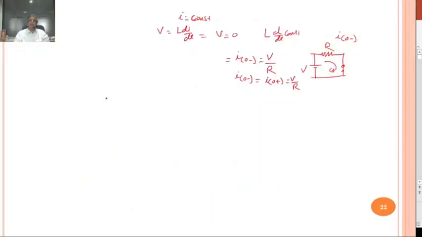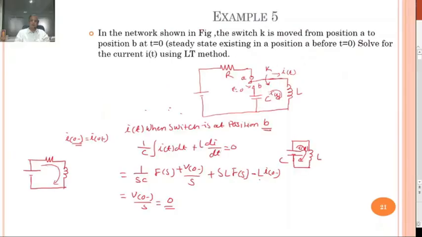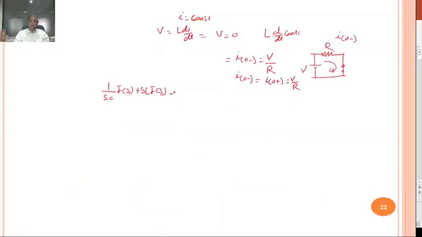Now substitute this initial current. After substituting, we write 1 upon SC I(s) plus SL I(s). Now this term is 0, right? We have written this term as well as this term, and iL(0 minus) becomes V by R, so this is minus L V by R equal to 0. Take I(s) common: (1 upon SC plus SL) I(s) equals L by R times V.